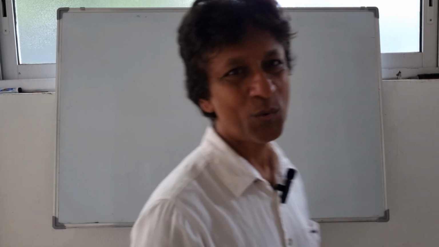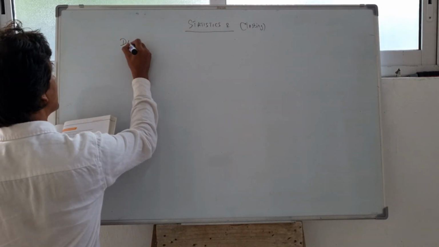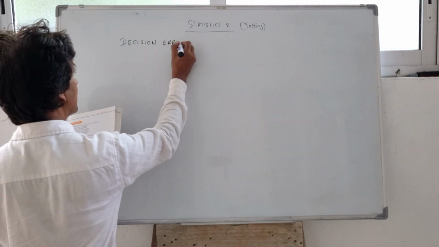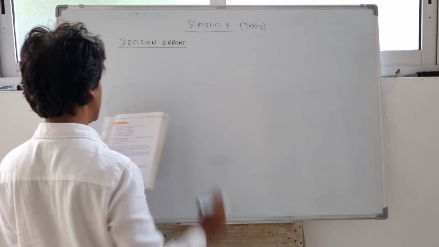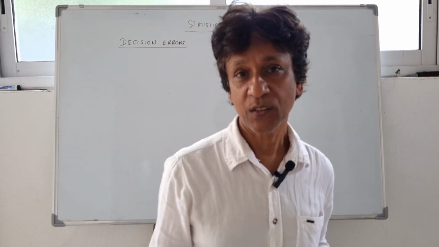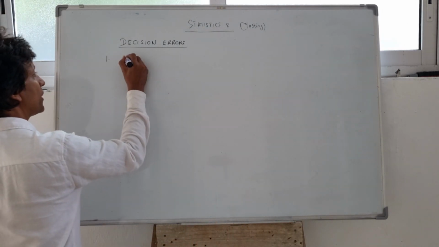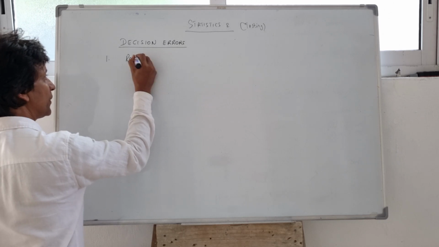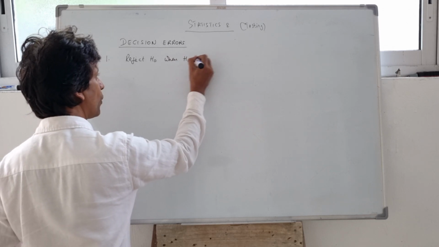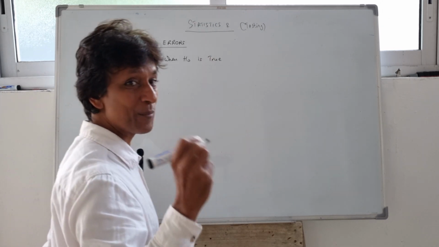Hi. I also would like to talk about decision errors. Okay, so what do we understand when it comes to decision errors in hypothesis testing? Now we have four possible decisions that may be taken as a result of a hypothesis test. So the first one basically is you reject the null hypothesis H0 when actually H0 is true. And this is what we call a type 1 error.